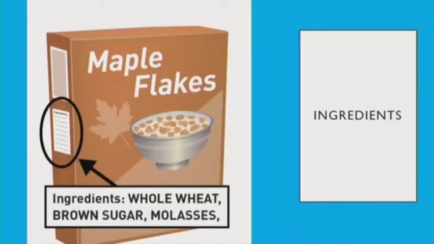Another element of the food label is the ingredient list. For the ingredients, it normally lists the first one as the largest content weight. So anything that comes first in the list is the largest content weight. Therefore, the product has most of that item. So for example, we see these three lists.